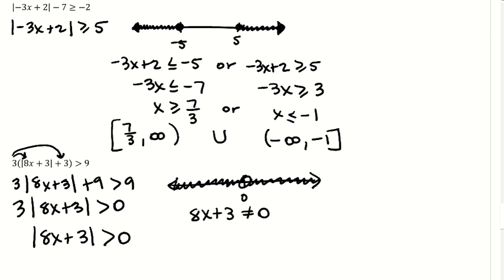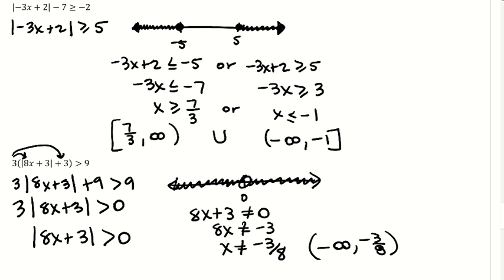So if I get that's 8x equals -3, divide both sides by 8, -3/8. This is true for all x not equal to -3/8. And if we had to write this as an inequality, which I really wouldn't recommend, that would be -infinity up to -3/8, not including either of them, union -3/8 to infinity.